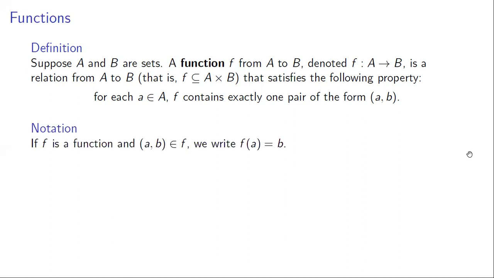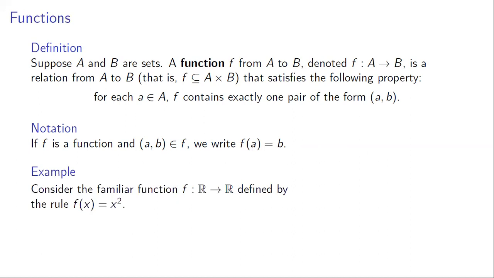So just a bit of notation here. If f is a function and we have a pair (a, b) that is an element of f, again, remember, f is a subset of A cross B, so the elements of f are going to be ordered pairs. Suppose we have an ordered pair (a, b) and it's an element of f. We can write this as f(a) = b. This is the standard notation that you've seen for a long time in writing functions.